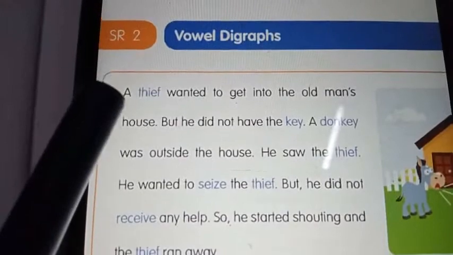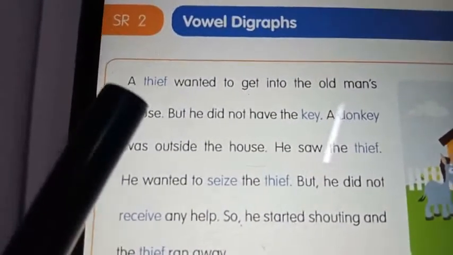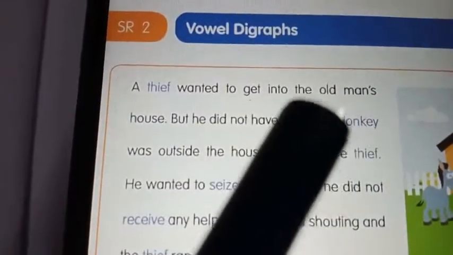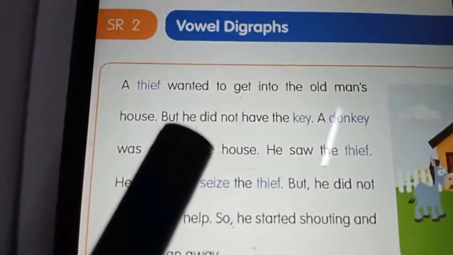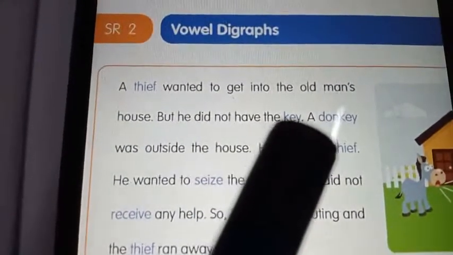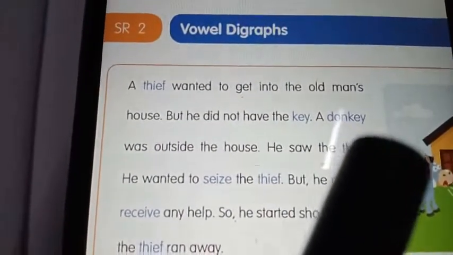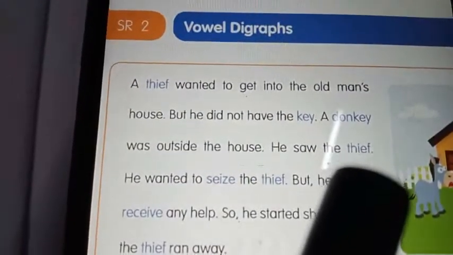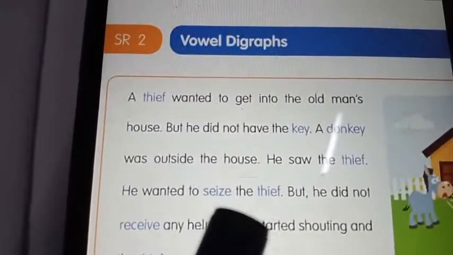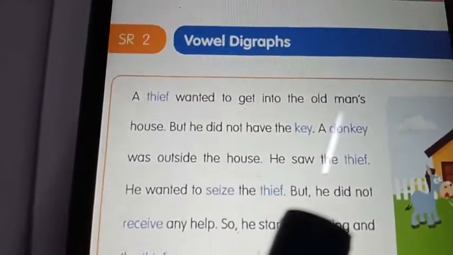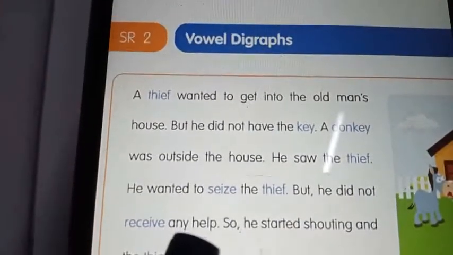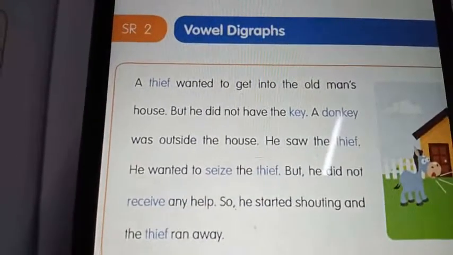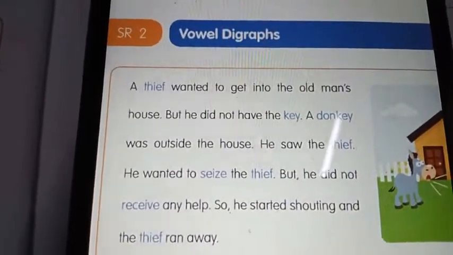I will read it again. You also read along with me. A thief wanted to get into the old man's house, but he did not have the key. A donkey was outside the house. He saw the thief. He wanted to seize the thief, but he did not receive any help. So he started shouting and the thief ran away, right?